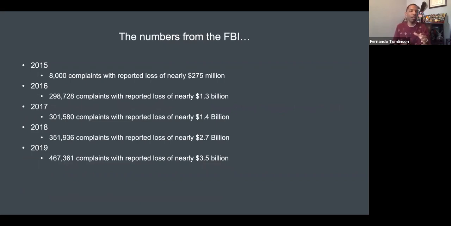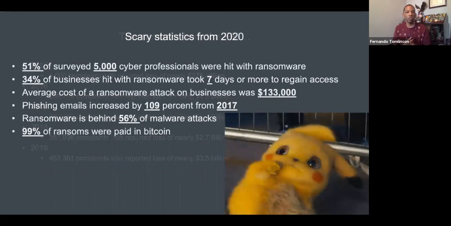Well, from the FBI, we see this. 2015, as far back as I can go for the FBI, 8,000 complaints with nearly 275 million in losses, right? And then we just fast forward to 2019, 467,000 complaints with nearly 3.5 billion in losses. Now, their 2020 report hasn't come out yet. It typically comes out around the middle to the end of February. But if I were a betting person, I would bet that number would not have decreased, but instead increased, based upon what I've seen, or what we're all seeing, from 2015 to 2019. Here are some more staggering numbers from Sophos from the perspective of 2020. When surveying 5,000 cyber professionals, 51% of them were hit with ransomware.